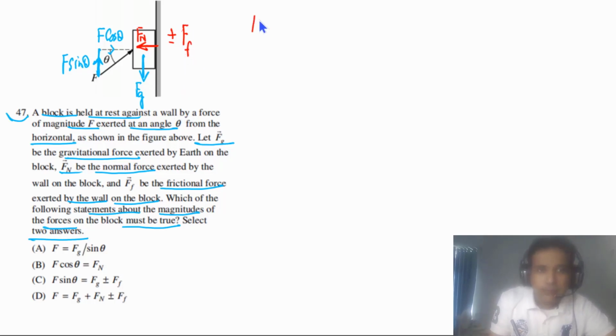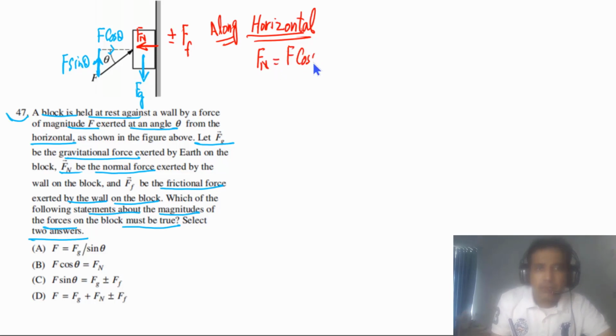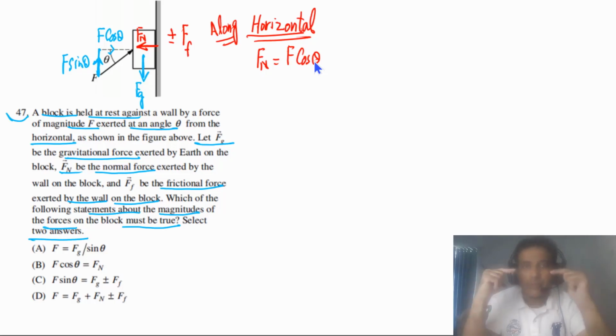If we look at forces along horizontal, there are two forces. In this case, Fn has to be equal to F cosine of theta. These two forces have to balance each other, so the block will not move horizontally.